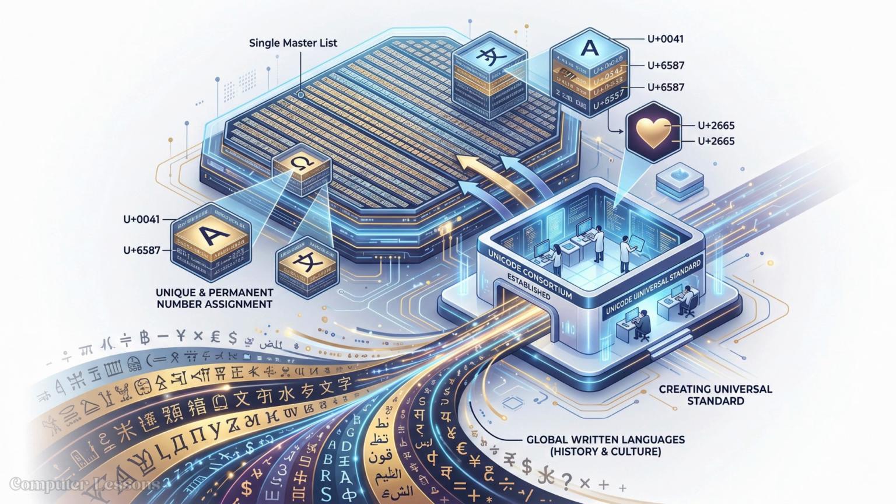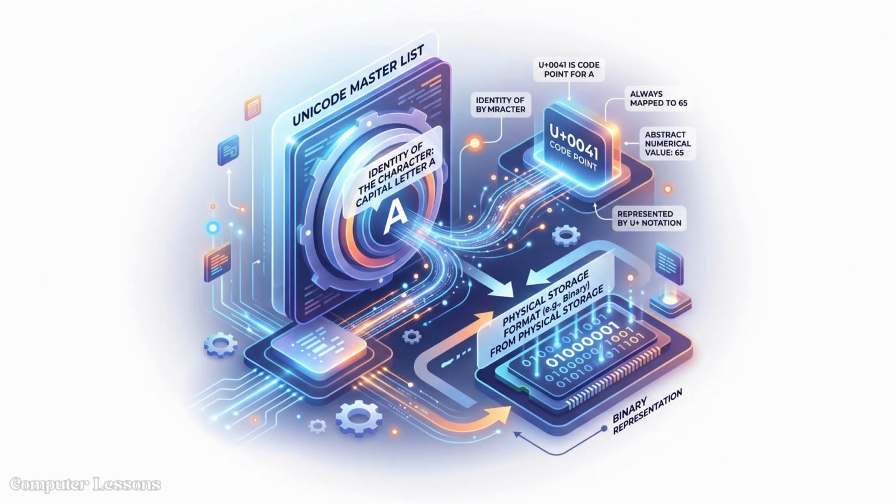The Unicode Consortium was established to create a universal standard for character identification. Their goal was to assign a unique and permanent number to every symbol used in writing. Unicode identifies characters through abstract numerical values, known as code points, represented by the U+ notation.